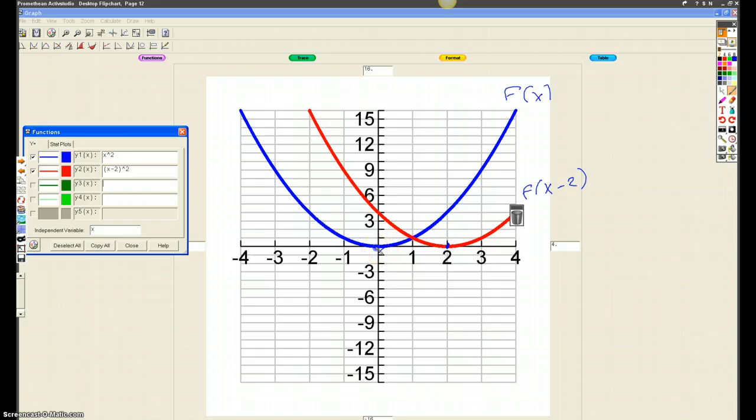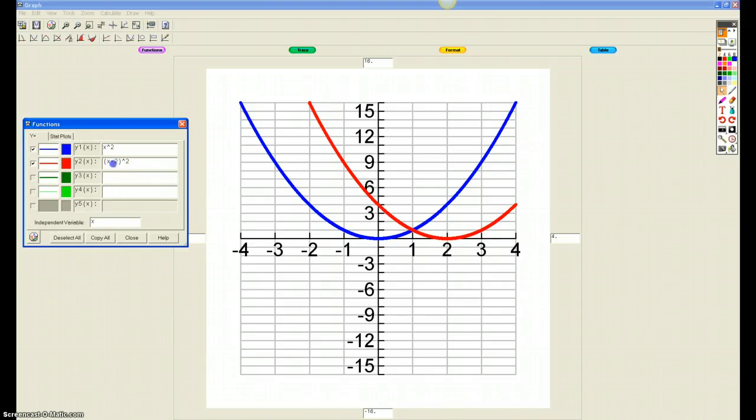It got shifted right 2. Right, so it took all these points and shifted them right 2. That's the effect that had on the graph. Right, and similarly, if I do f of x plus 2, it's going to shift the graph to the left 2. So that x plus 2 shifted the graph left 2.